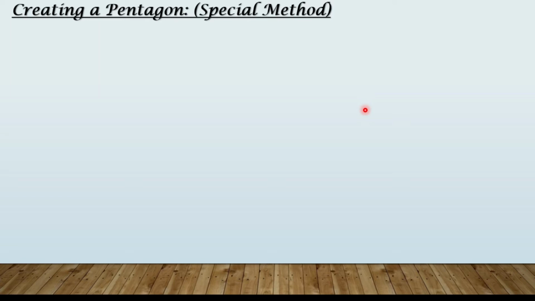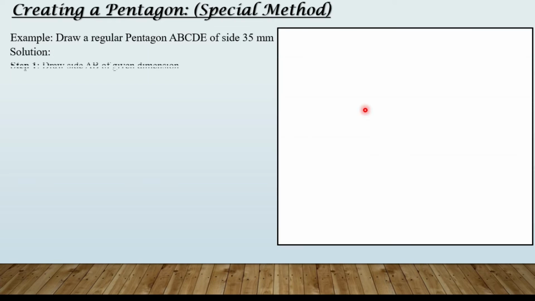Creating the pentagon again with a special method. Draw a regular pentagon. I have not changed the dimension here in order to avoid any confusion. Solution. Draw AB of given dimension. So this is the side AB which is already mentioned to us as 35 mm.